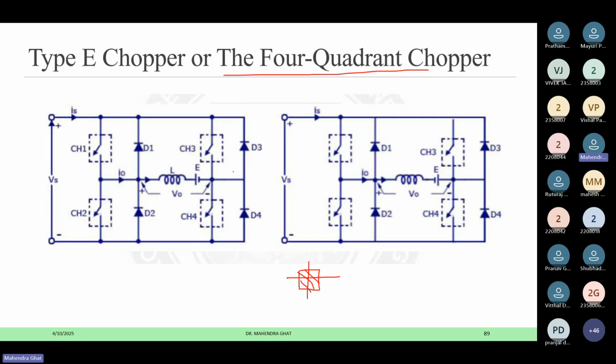Clear? These choppers. I have just given the overview. What are the choppers? They are just categories. Four quadrant operation can be achieved by different DC-DC converters as well. But if it is operating in four quadrants, it is called the type E chopper or the four quadrant chopper.